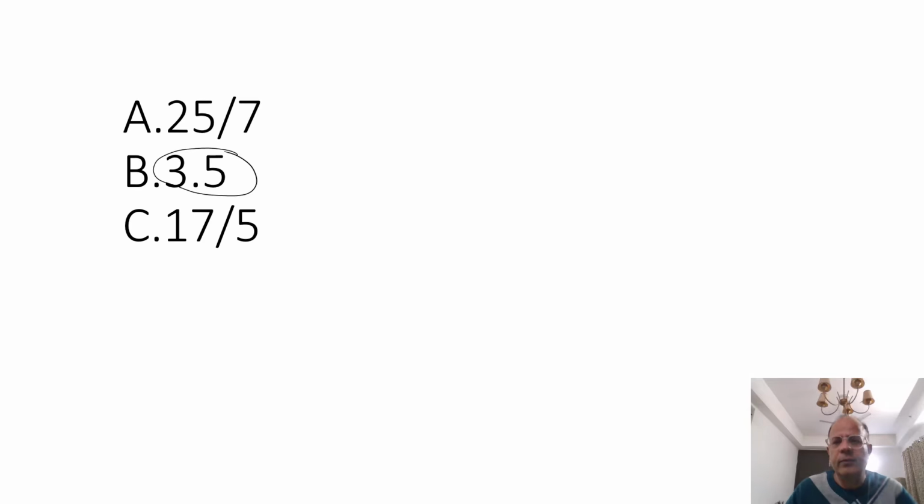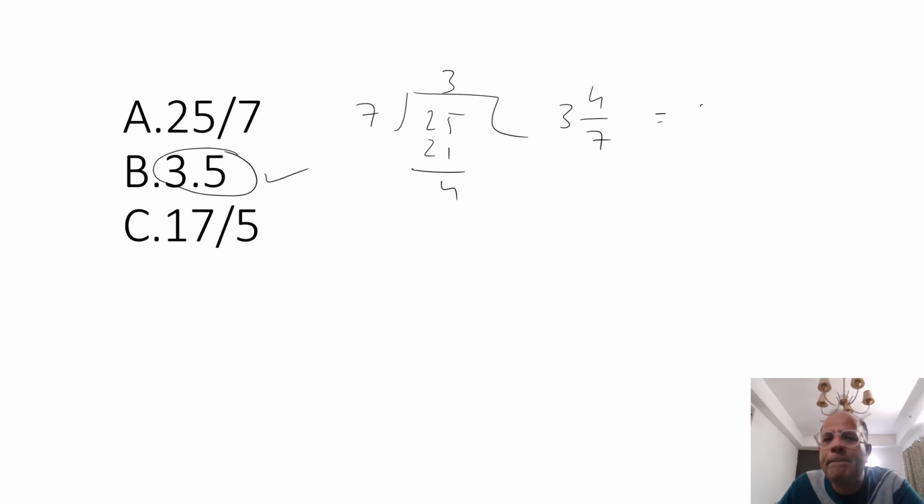So what is 25 by 7? I'm just telling you what you have to think in mind. If I divide 25 by 7, quick division would mean 3 over here and 21, and I know there's a remainder of 4. So I can figure out it's going to be 3 and 4 by 7. So it is 3 plus something. Now what is this 4 by 7?